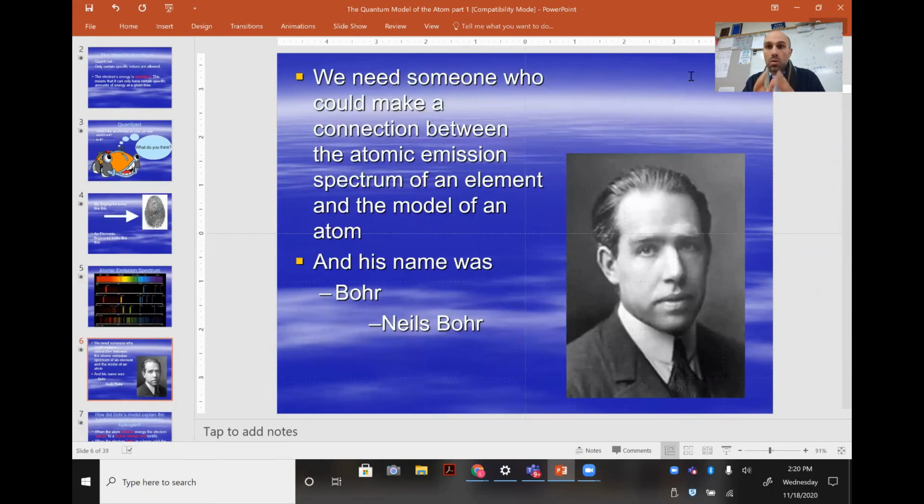We need someone who can make a connection between what we just observed, those bright line spectrums, and the model of an atom. His name was Bohr, Niels Bohr. Him and I kind of look alike. What do you think? Anyway, Niels Bohr. We're going to get into the Bohr model of the atom. What Niels Bohr did was he took those bright line emission spectrums and what he knew from the planetary model of the atom, from Rutherford's model of the atom, that model right over there, and he connected them. One more slide and we're done with this video.